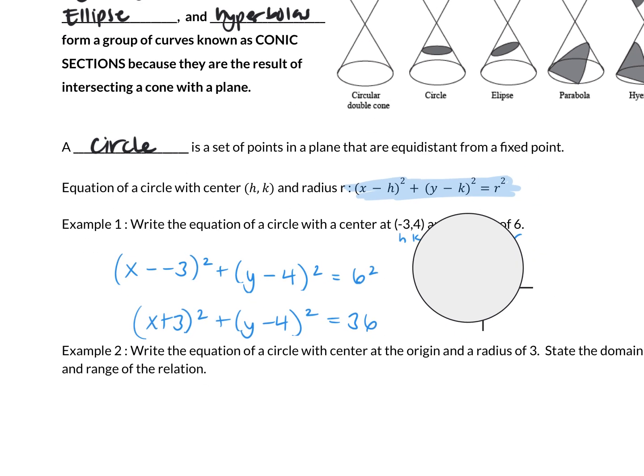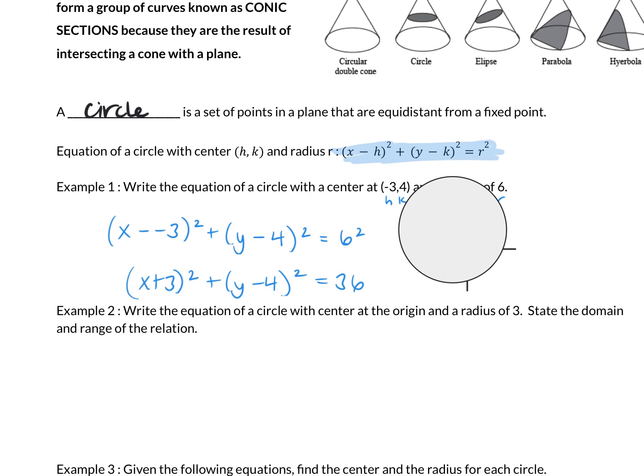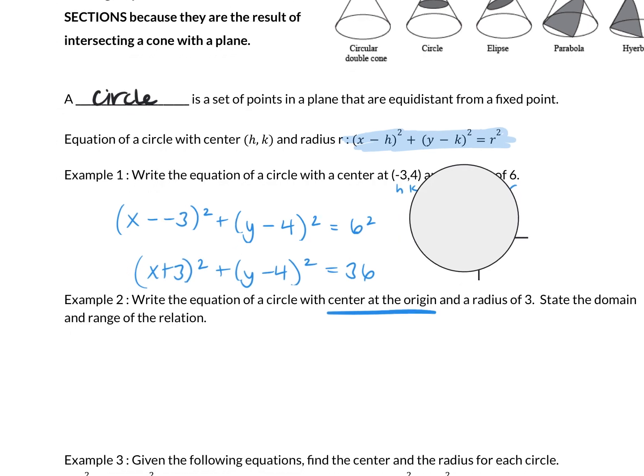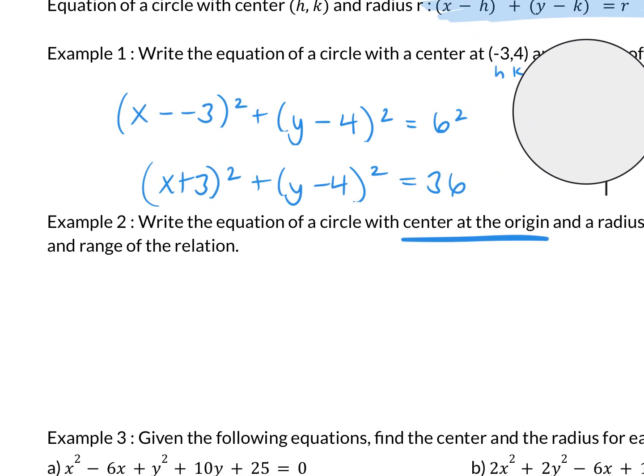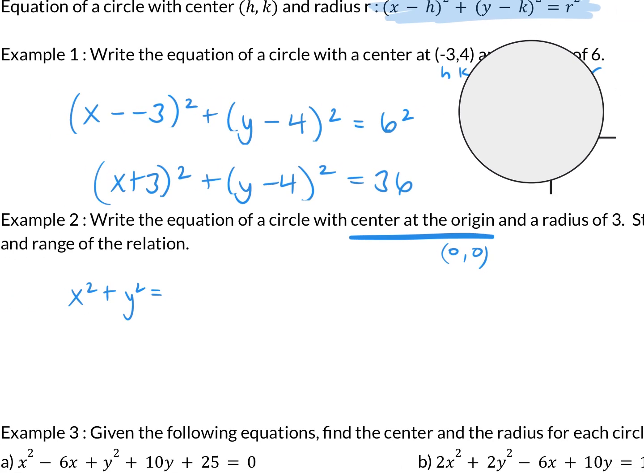Next one. Write an equation of a circle with center at the origin and a radius of 3 and state the domain and range. So what would my equation look like if we're centered at the origin, or 0, 0? Yeah, x squared plus y squared is equal to, what is my radius again? 3, so 9, right? That's your formula.